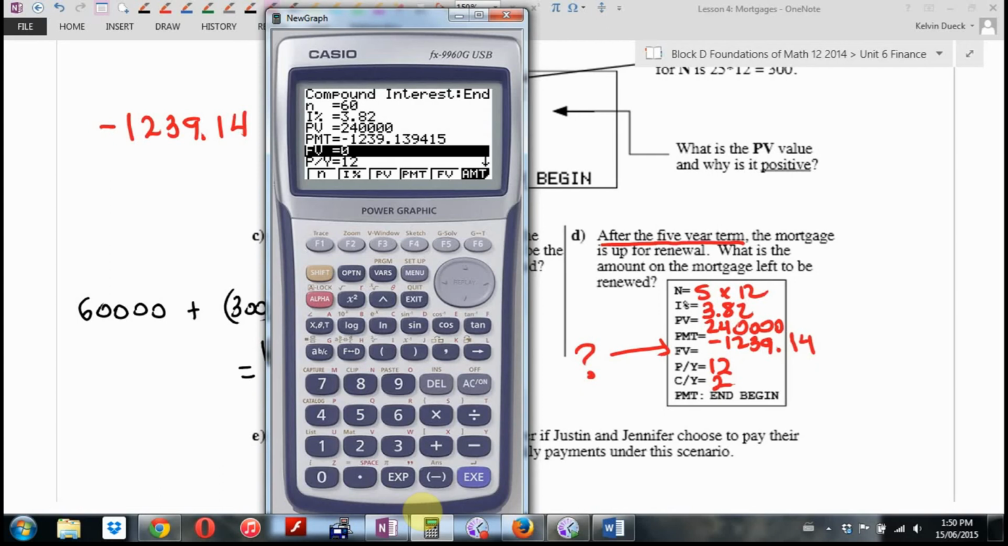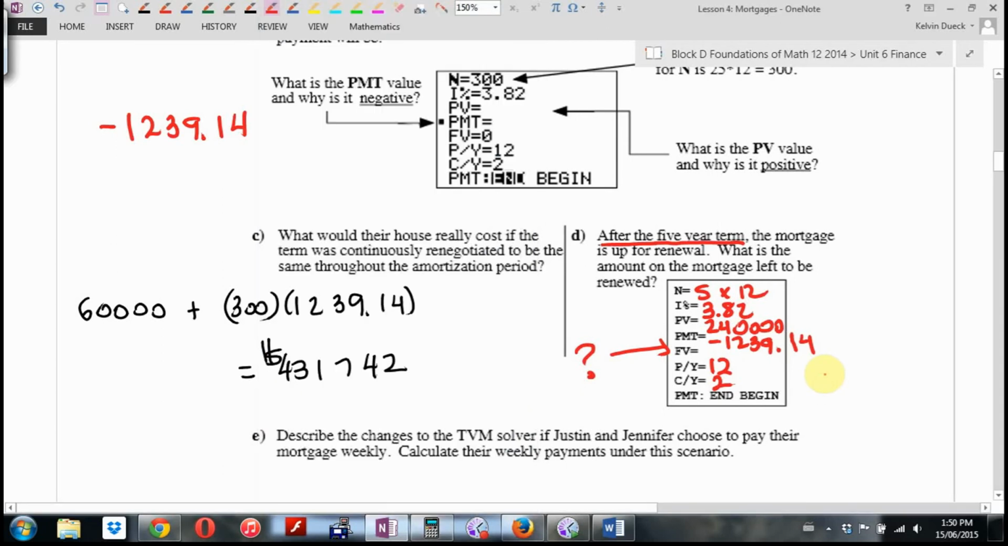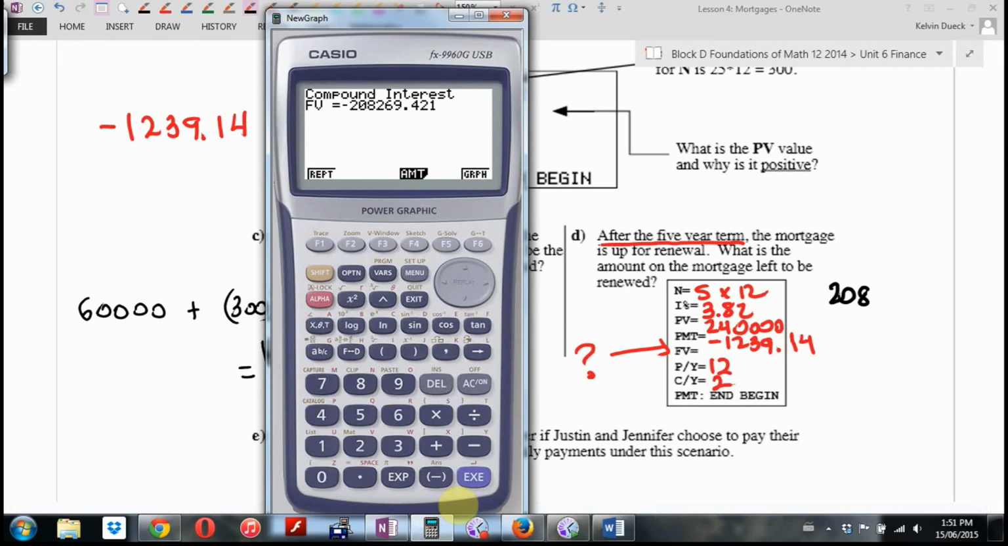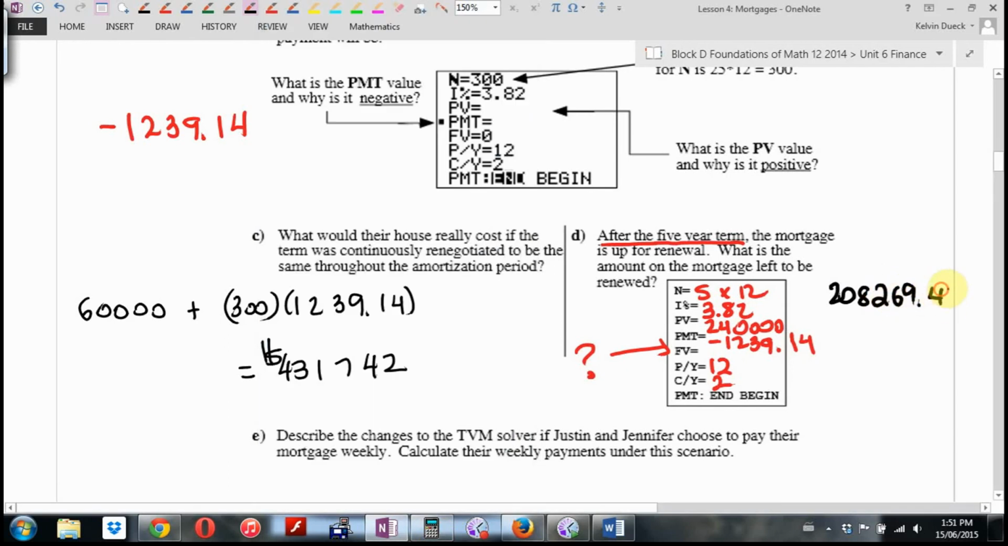How can I figure that out? F5? Is that okay, Liz? Yep. So I'm still owing how much? $208,269.42. I'll call that a positive answer, but the negative is saying I still owe that much. Change colors, Mr. Dueck, so it stands out. 208,269.42.